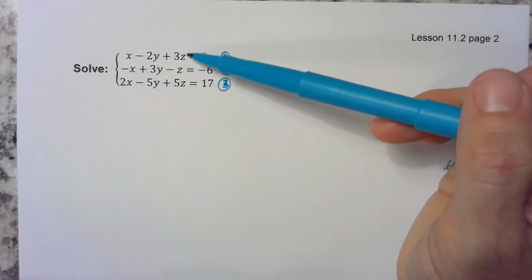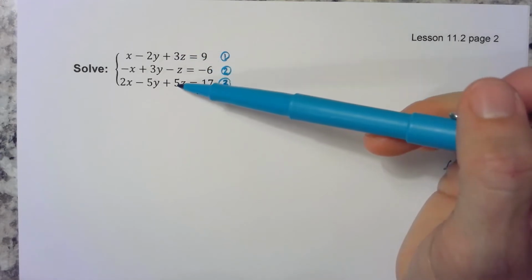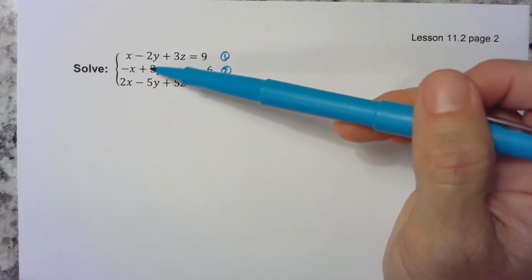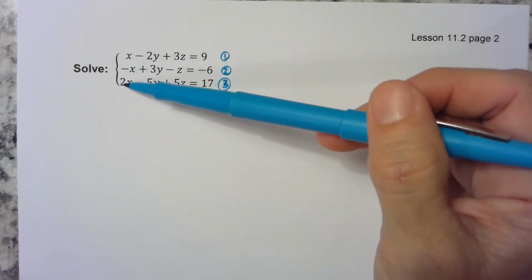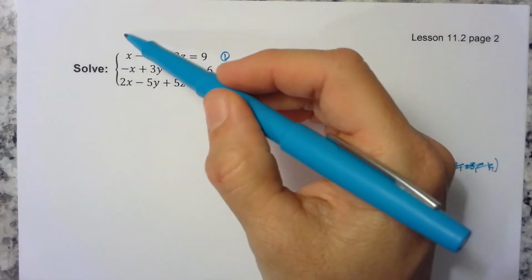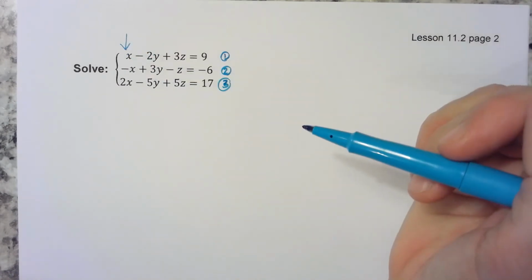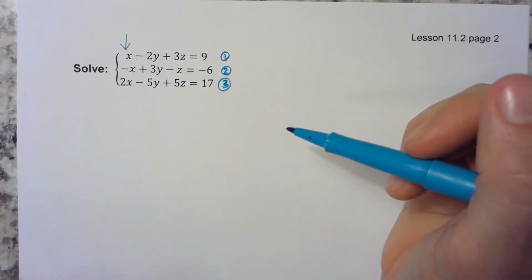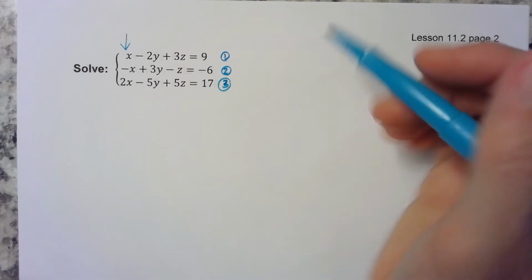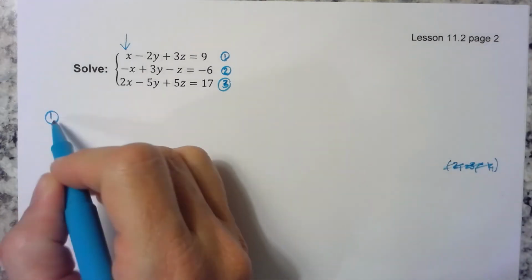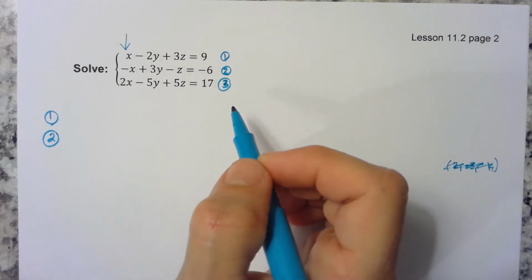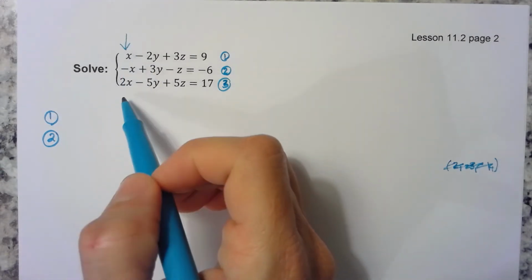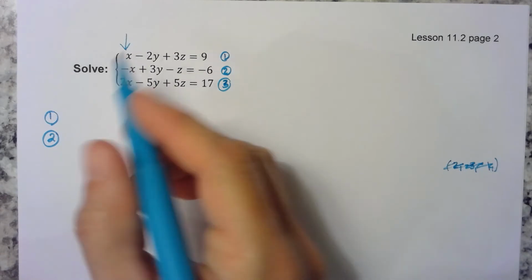I notice here I have a 3, a -1, and a 5. Here I have a -2, a 3, and a -5. Here I have a 1, a -1, and a 2. It seems like x's may be the easiest to eliminate. So let's do that. You want to take two of your equations. Let's take equations 1 and 2. And it does not matter which two you choose. You just want to eliminate x. Okay, so let's do that.